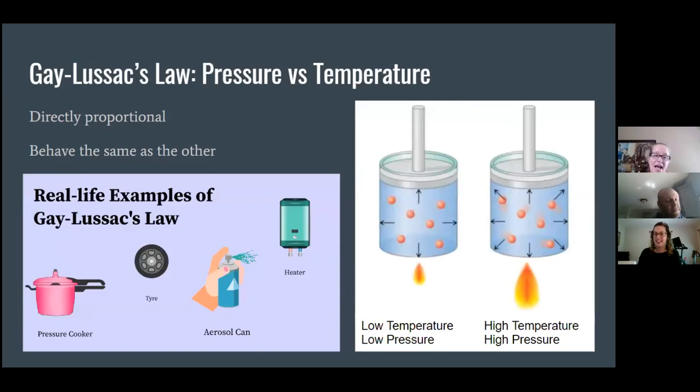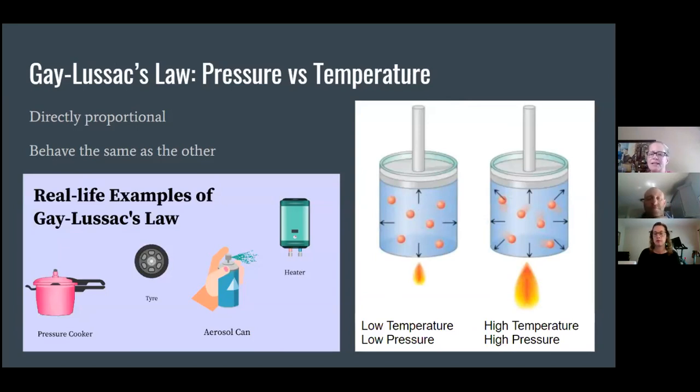All right, Gay-Lussac's law is looking at pressure versus temperature. Just a reminder, like we started with Mr. Harfness, that if we're looking at pressure and temperature, we're keeping the other variables constant. So volume's not changing. These two are directly proportional, which means they behave like each other. So if one goes up, the other goes up. If one goes down, the other goes down.